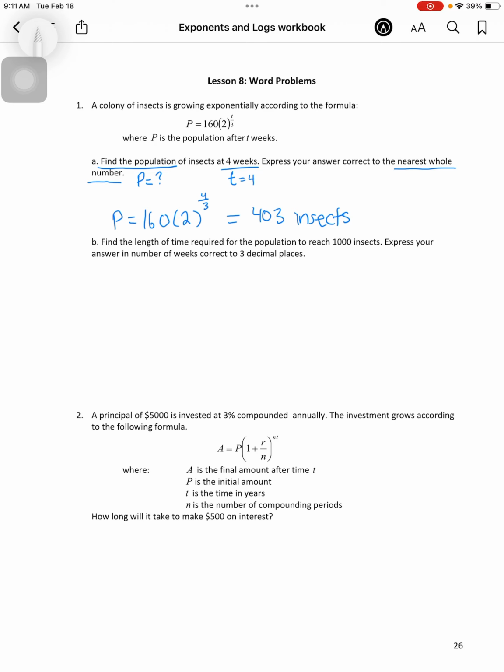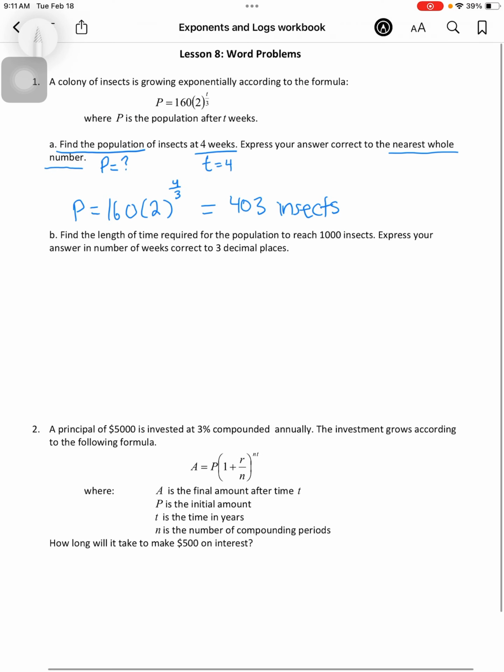So here, find the length of time. So find is a key word saying that's what you're looking for. Length of time. So what variable is represented by time? It's t. Time, so t is equal to what? Required for the population to reach 1,000 insects. This is represented by the letter P. Express your answer in number of weeks, correct to 3 decimal places. So we need to have 3 decimal places this time. We're not going to round it to a whole number.